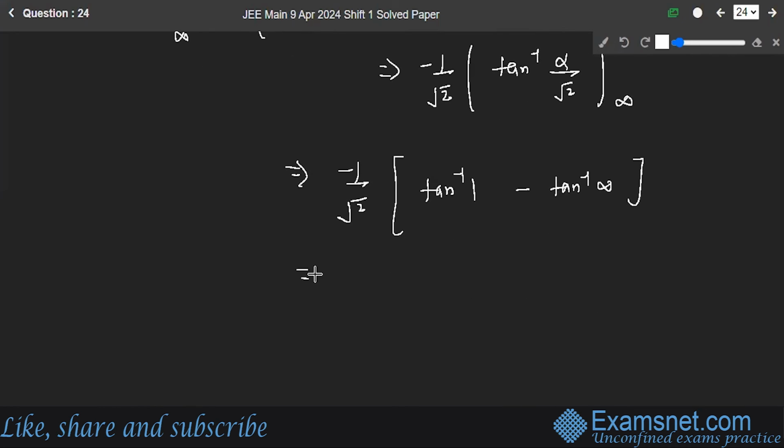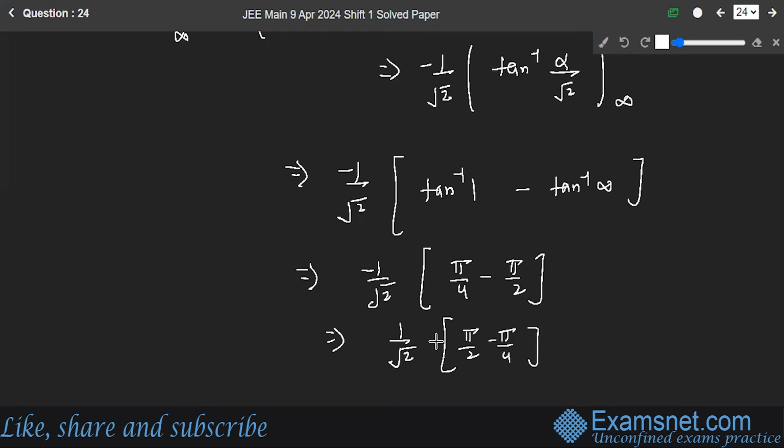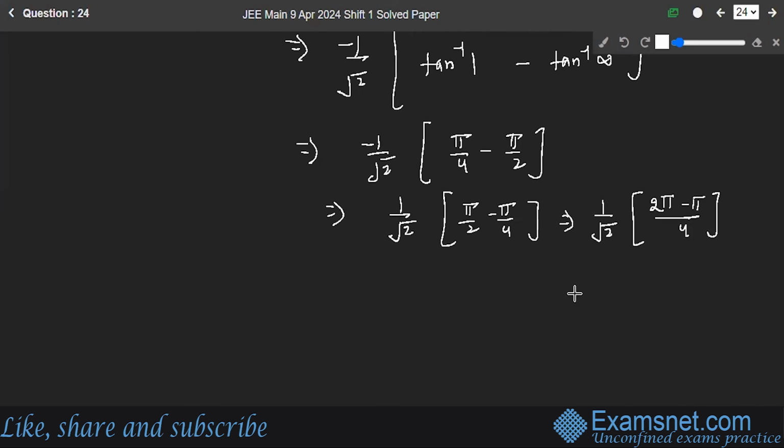That is equal to tangent inverse 1, that's equal to pi by 4, and tangent inverse infinity is pi by 2. Or you have this pi by 2 minus pi by 4. I'm utilizing the minus sign. 1 by root 2, this is equal to 2 pi minus pi upon 4, or you have 1 upon root 2 into pi by 4.